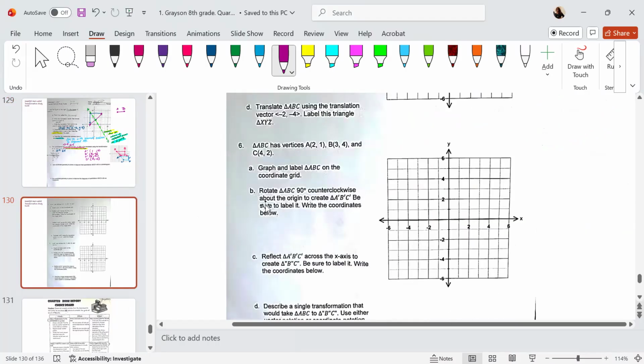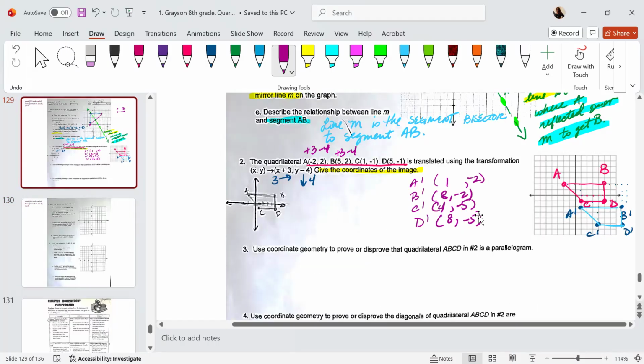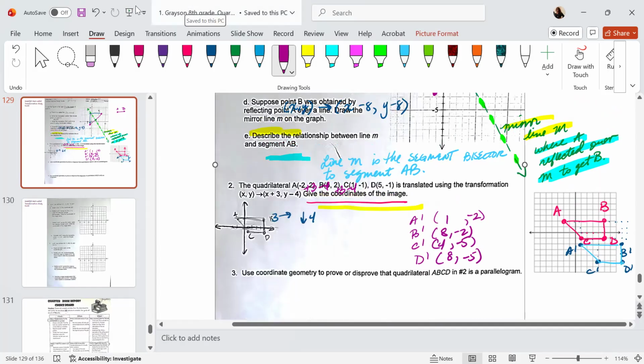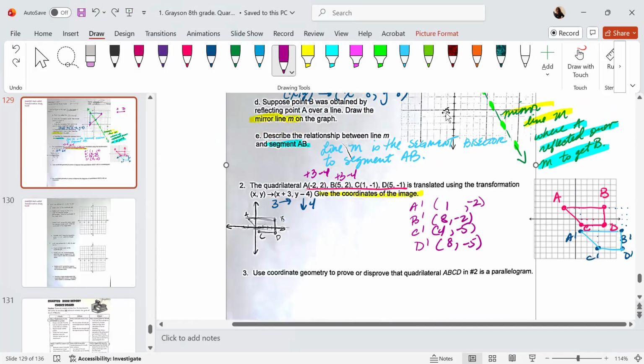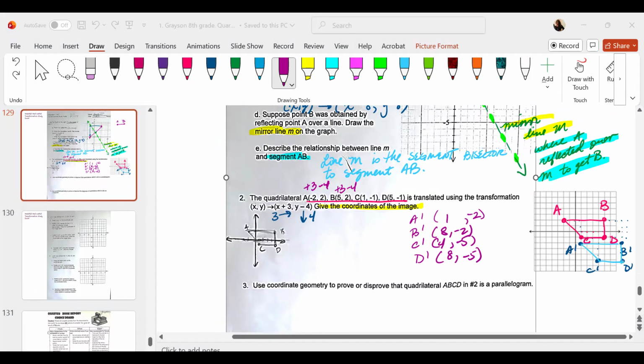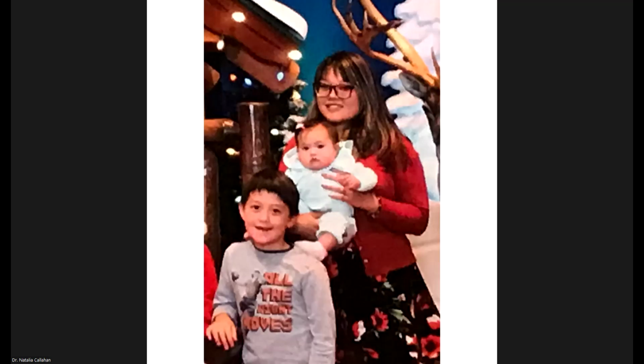Use coordinate geometry to prove or disprove that quadrilateral ABCD in number 2 is a parallelogram. How do you prove that something is a parallelogram? What would you need to have? I would need to have... Like, what do you notice about the sides? What do you notice about the angles? Sides.